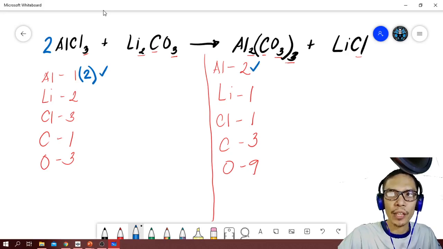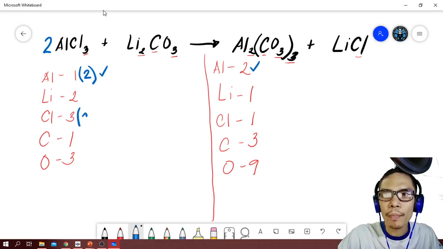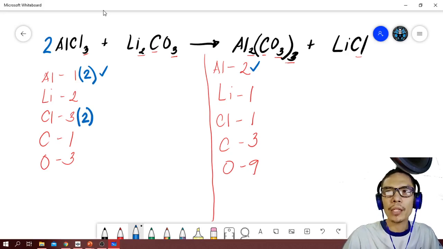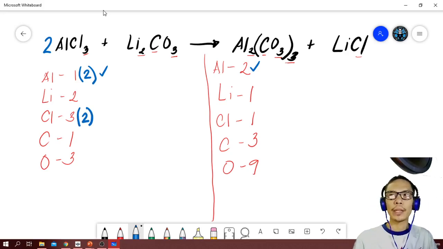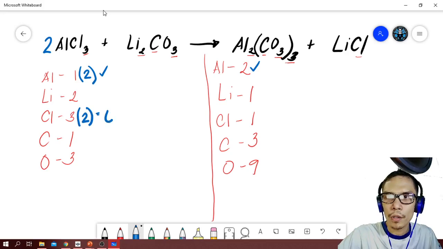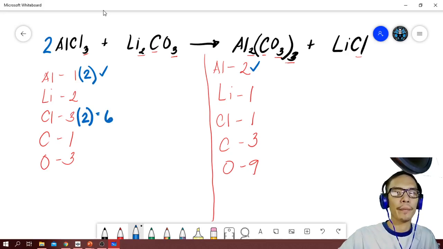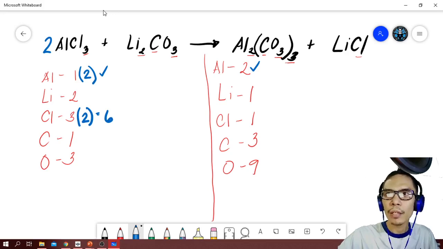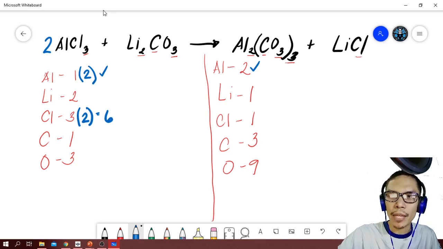Next one, the problem is chlorine. If we put something here, it will affect this one. So this will become 2 times 3, that will be 6. That's the only chlorine there, so it will be 6. Let's go to the other side.